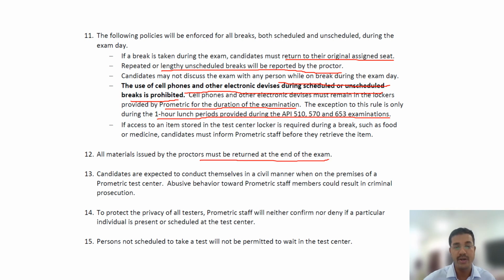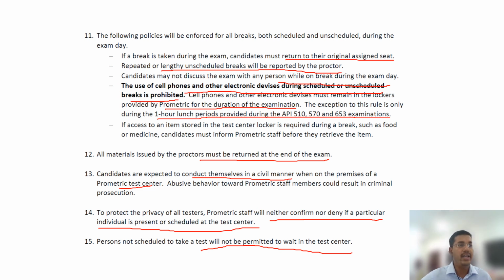Candidates are expected to conduct themselves in a civil manner on the premises of Prometric test centers. To protect the privacy of all testers, Prometric staff will neither confirm nor deny if a particular individual is present or scheduled for a test center, and persons not scheduled to take the test will not be permitted to wait in the test center.